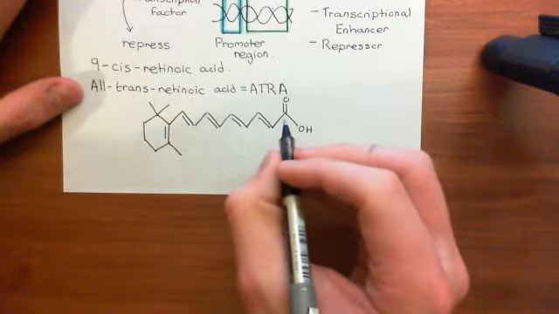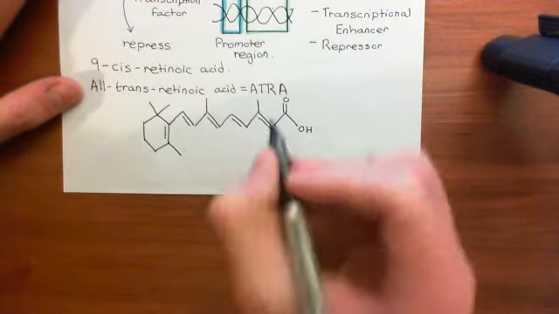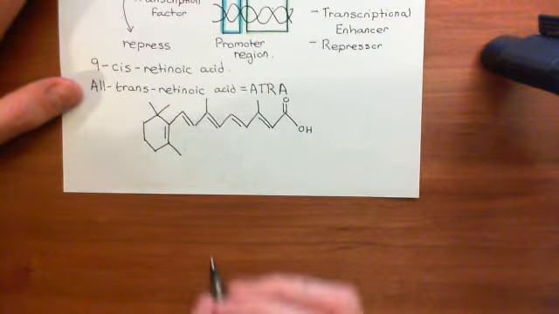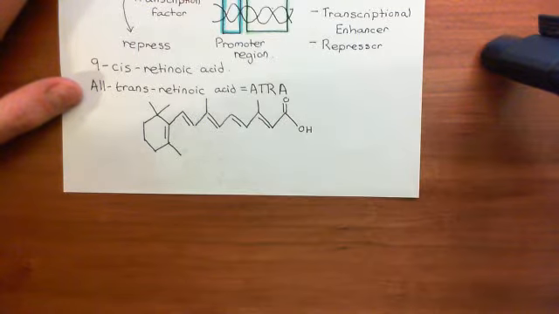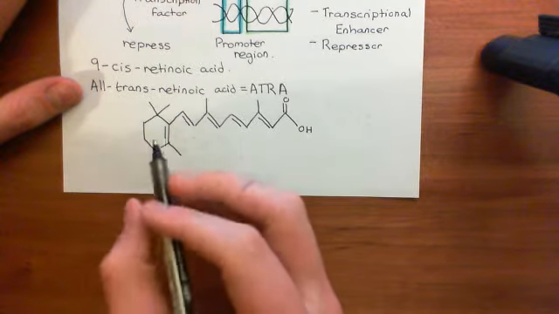Then we also have a methyl group coming off here and also a methyl group coming off there as well. Okay, so this is the structure of all-trans retinoic acid then. So let's label up the different carbons within this structure then.